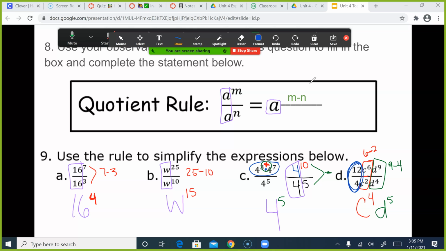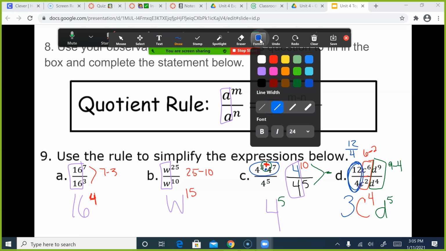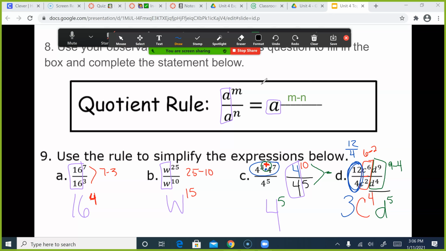Now the number part is normal. This part, we don't use the product rule or the quotient rule because these are not exponents. These you just do what it says. 12 divided by 4 is 3. The rules only work for exponents. If it's not an exponent, you do what it says. Multiply or divide or add or subtract.